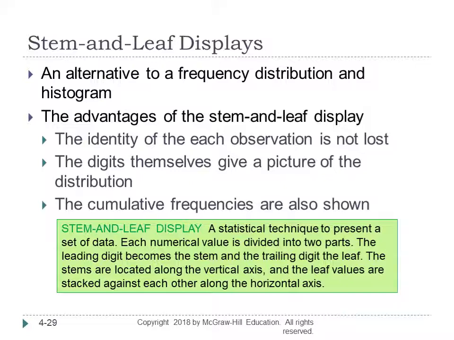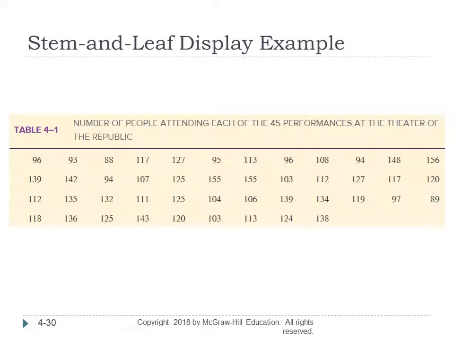Let's look at an example of a stem and leaf display. First of all, the data we're working with represent the number of people attending each of the 45 performances at the Theater of the Republic. So this is a theater. They keep records of the attendance of the different performances. We have 45 performances, so there's 45 data values. Each represents the number of people attending a different performance.